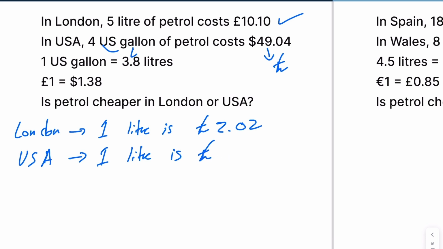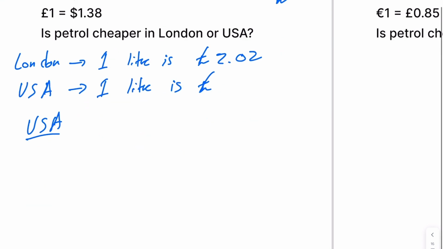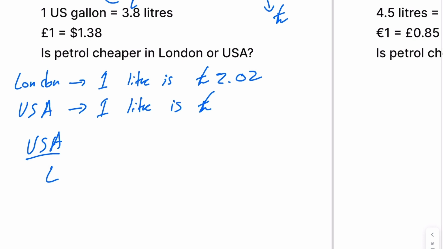So again, then I'm going to write here, well, actually, the bit I need to calculate is USA. Now for the USA, I've been told that 4 gallons are $49.04. So we've got this here, and now I need to convert these dollars to pounds, so let's do that first.